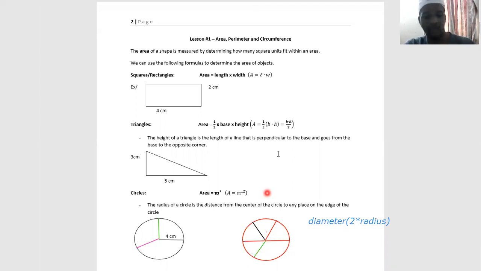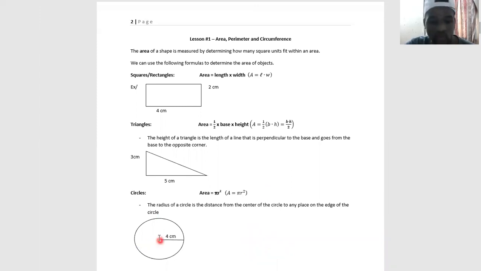And then sometimes they will trick you. They will tell you to calculate the area of this circle, and then they tell you that the diameter of the circle is 8. You can't substitute that 8 here. You should substitute 4 instead of 8, because when you're given a diameter, you halve it, and the answer you get is your radius. I hope you understand, guys.